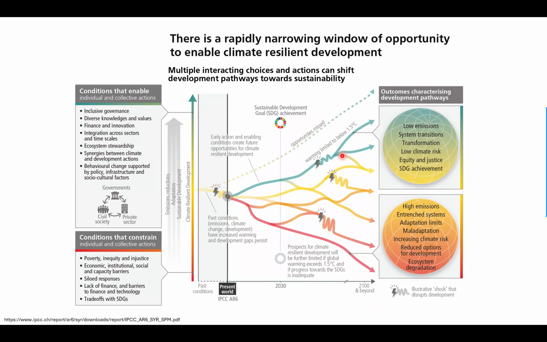And what the report says is that there's a very narrow window to actually develop using a climate resilience method. If you act here, this is where we are, this is where we wanted to be. If you start acting, the results are going to come very slowly.